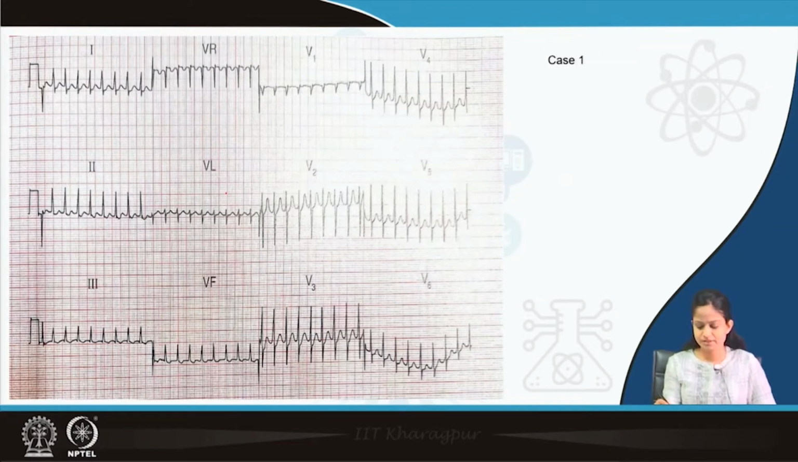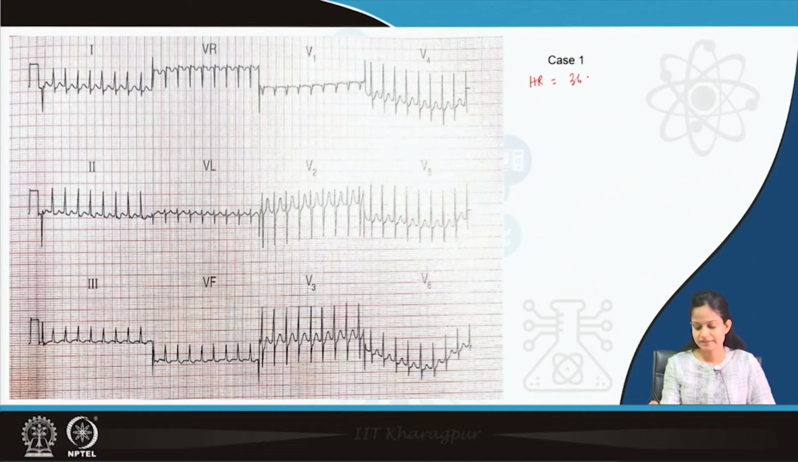So, first we are supposed to take the rate, as per the ECG rule. Now, based on this ECG we are supposed to follow the 10 seconds rule. So, 1, 2, 3, 4, 5, 6, 7, 8, 9, 10, 11, 12, 13, 14, 15, 16, 17, 18, 19, 20, 21, 22, 23, 24, 25, 26, 27, 28, 29, 30, 31, 32, 33, 34, 35, 36. So, in 10 seconds we have counted the beats.